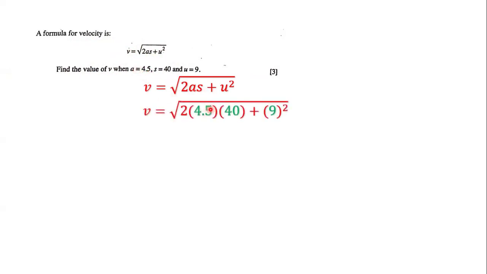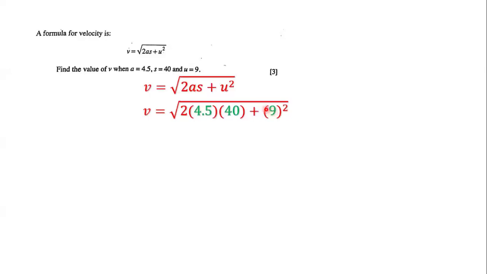A formula for velocity is v is equal to the square root of 2as plus u squared. Find the value of v when a is equal to 4.5, s is equal to 40, and u is equal to 9. And so here we have this formula, and we know that a is equal to 4.5, so we substitute that in. We know that s is equal to 40, so we substitute that in, and we know that u is equal to 9, so we substitute that in.